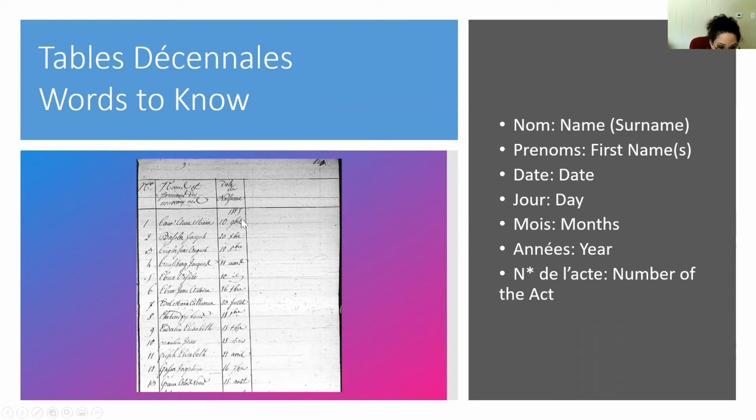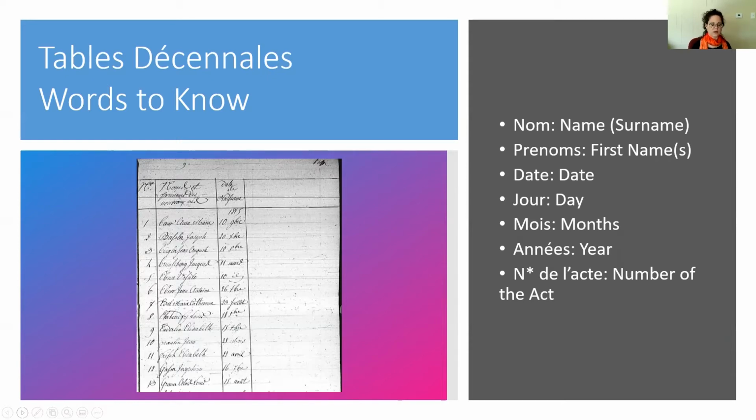And actually on this register, I believe this is 1813. But there are 12 baptisms that were performed that year. So you'll have the page that tells you this is for, in this case, the year 1813, and then there will be the actual documents for those 12 baptisms. And then the very last page is going to be the table décennale, or the index.